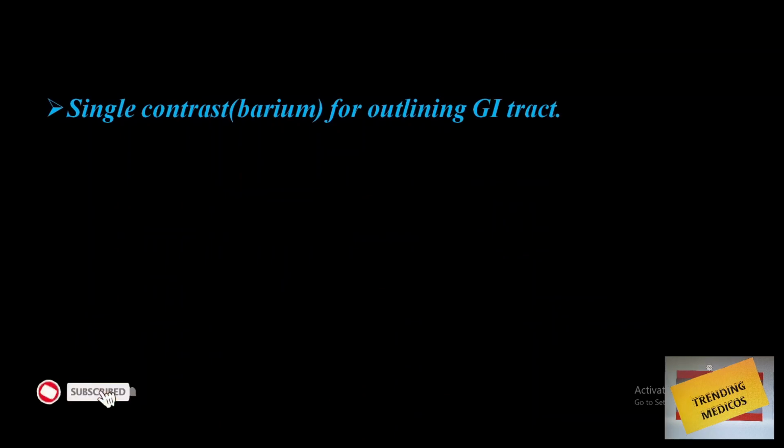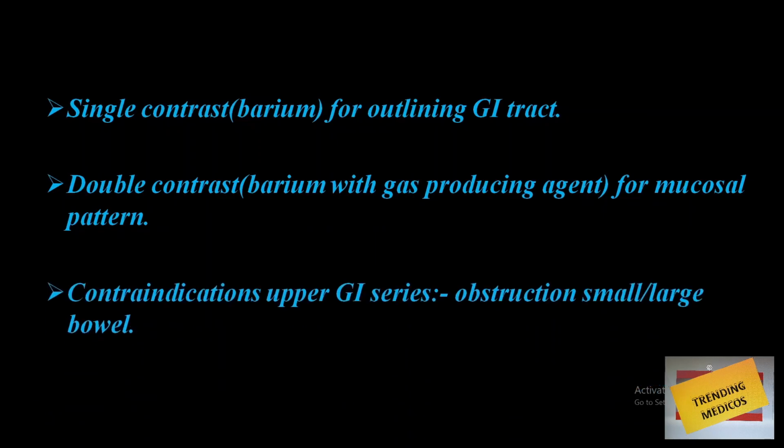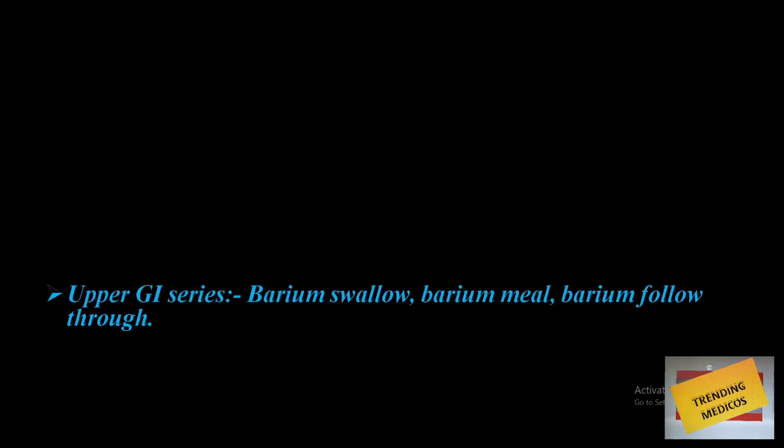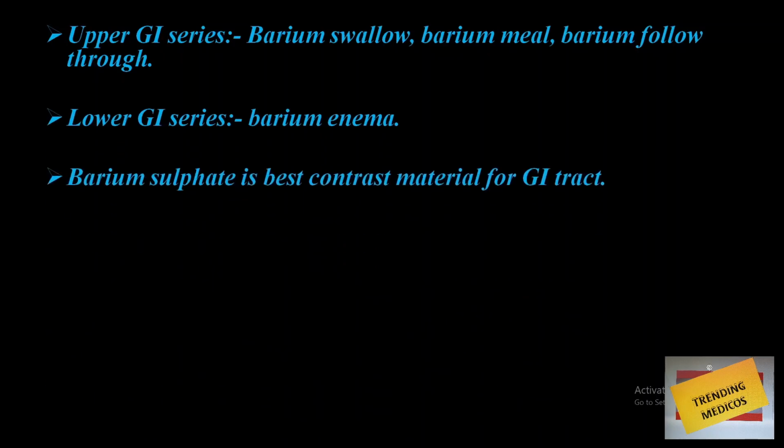Single contrast is for outlining the GI tract, that is barium. Double contrast is when you also pass air. It is done to see the mucosal pattern. The contraindications of upper GI series are definitely obstruction, maybe of the large or small bowel. Upper GI series includes barium swallow, barium meal, follow through. Lower GI series has barium enema.